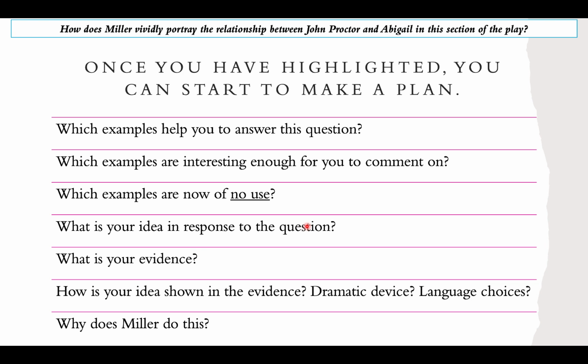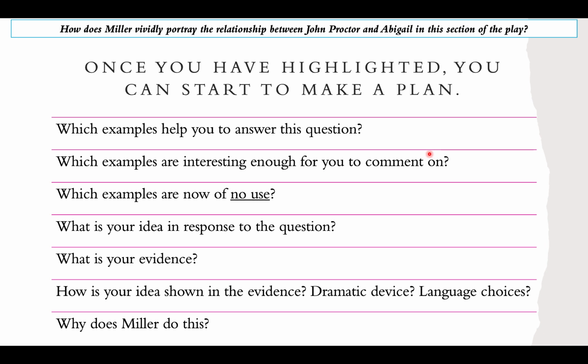So now you've highlighted, you're ready to make a plan. Your plan is where you pull together all of your ideas, all of your notes, all of your highlights, and you think, okay, now I'm going to hit AO4. This is where I pull everything into a coherent essay.